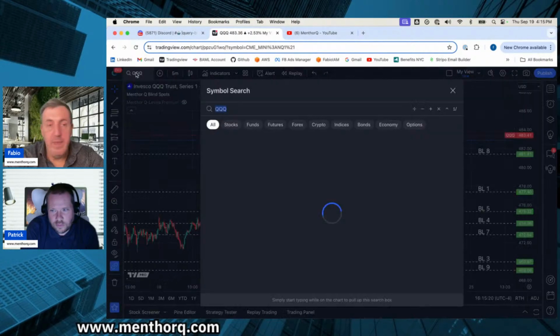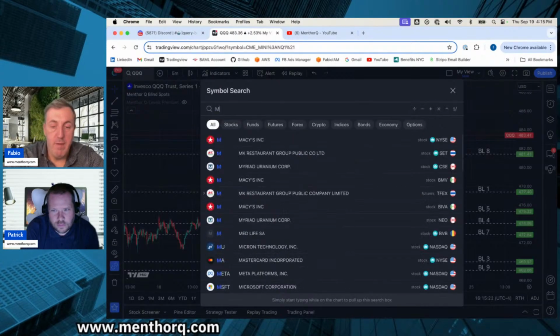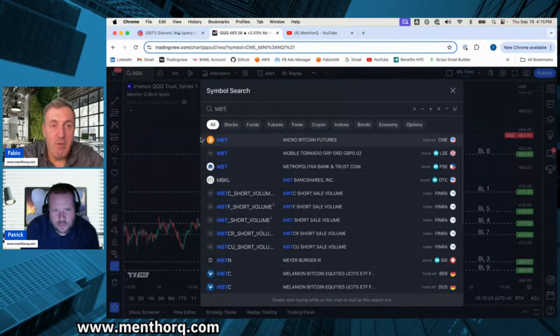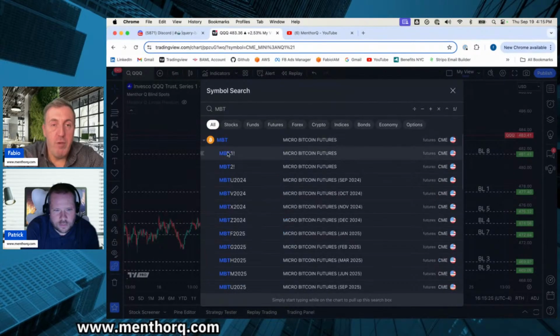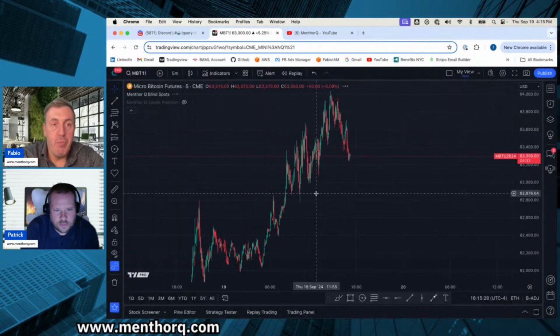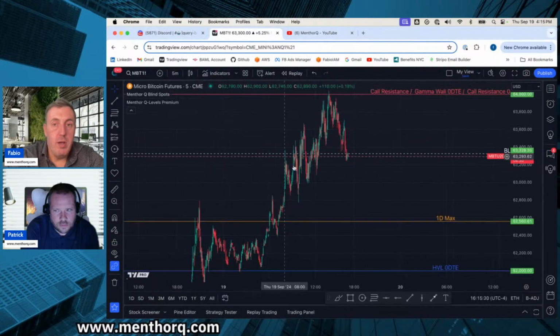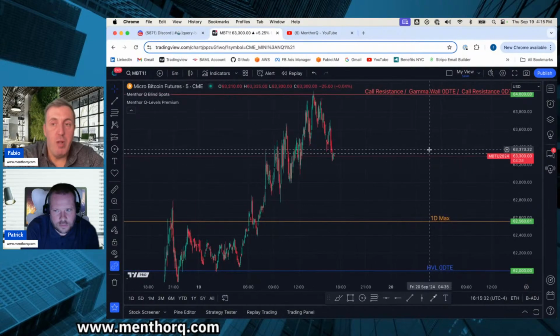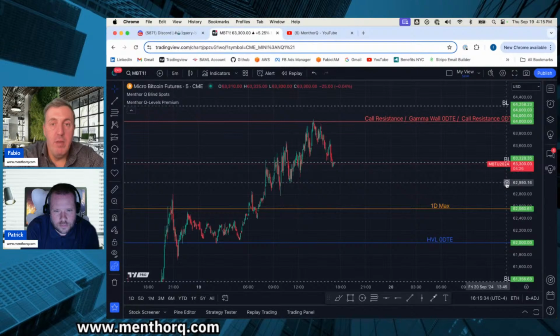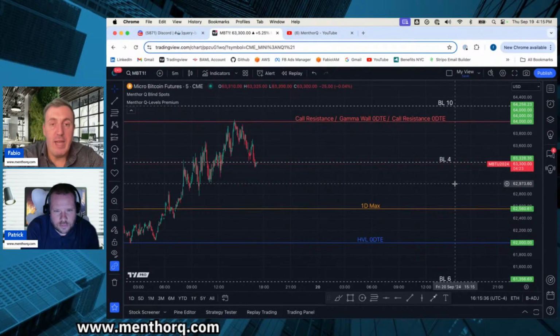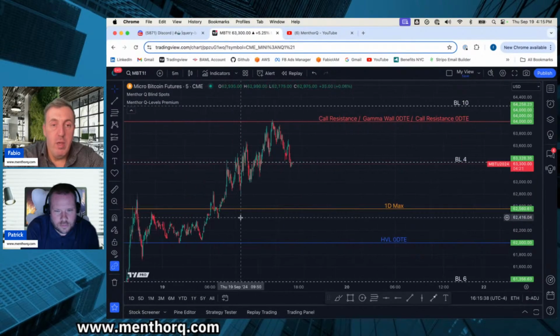And then I think we also now have blind spots level on Bitcoin futures. So if you guys are trading crypto, you can now get gamma levels as well as blind spot levels. And again, the price reaction here was beautiful.